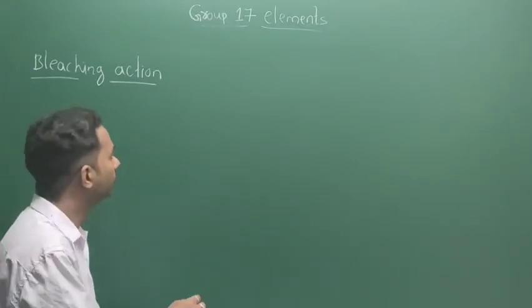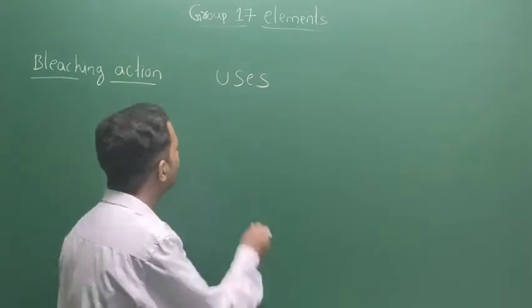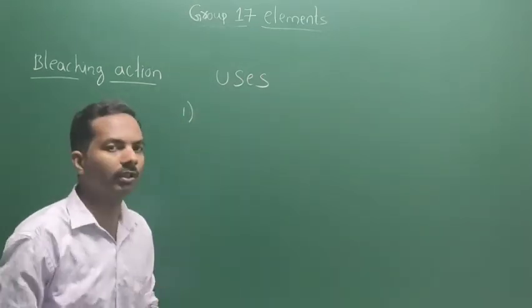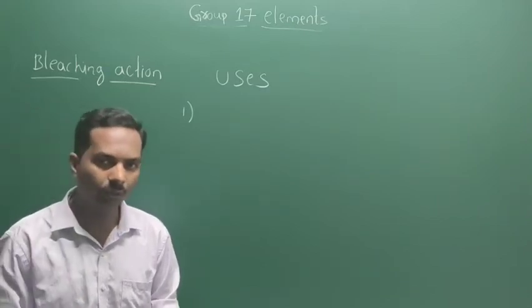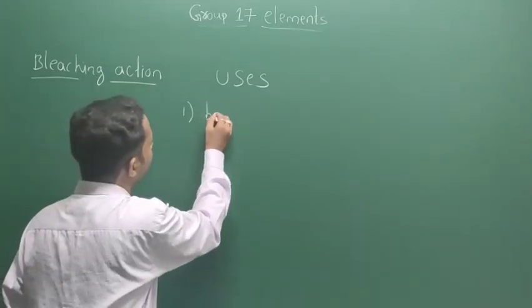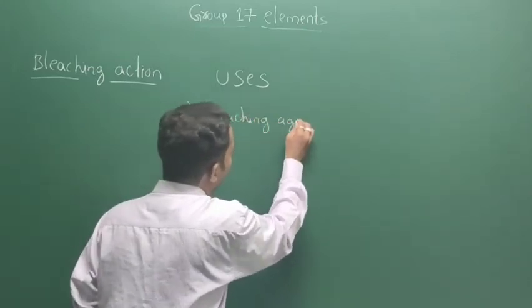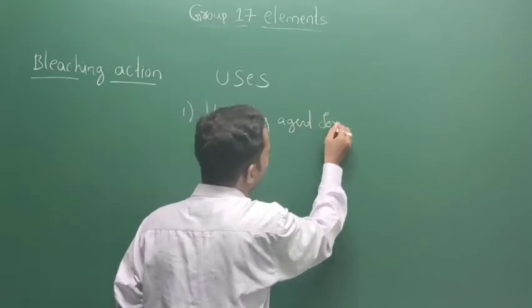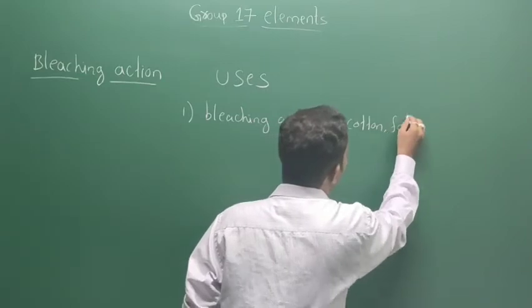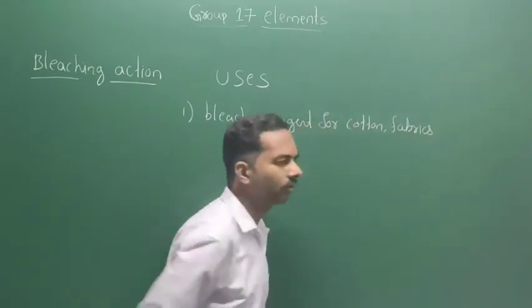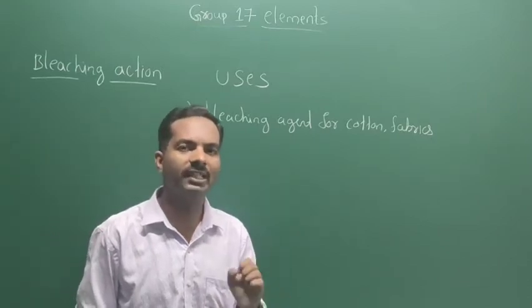So next we move towards the uses of chlorine. First one, chlorine is used as bleaching agent for cotton fabrics and paper industries.